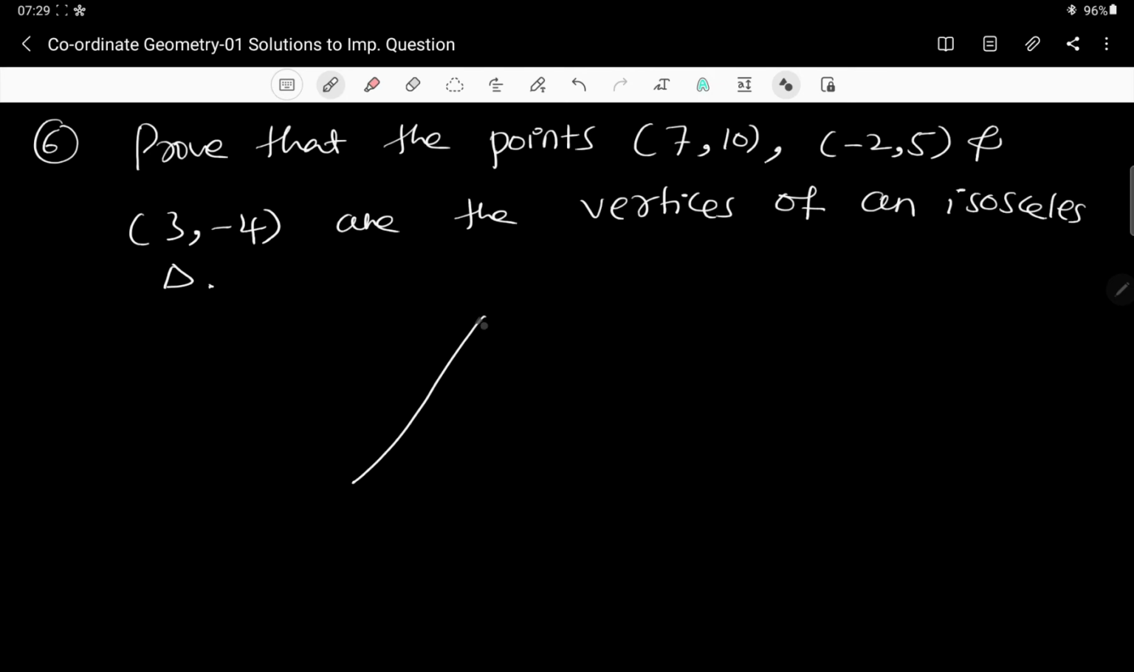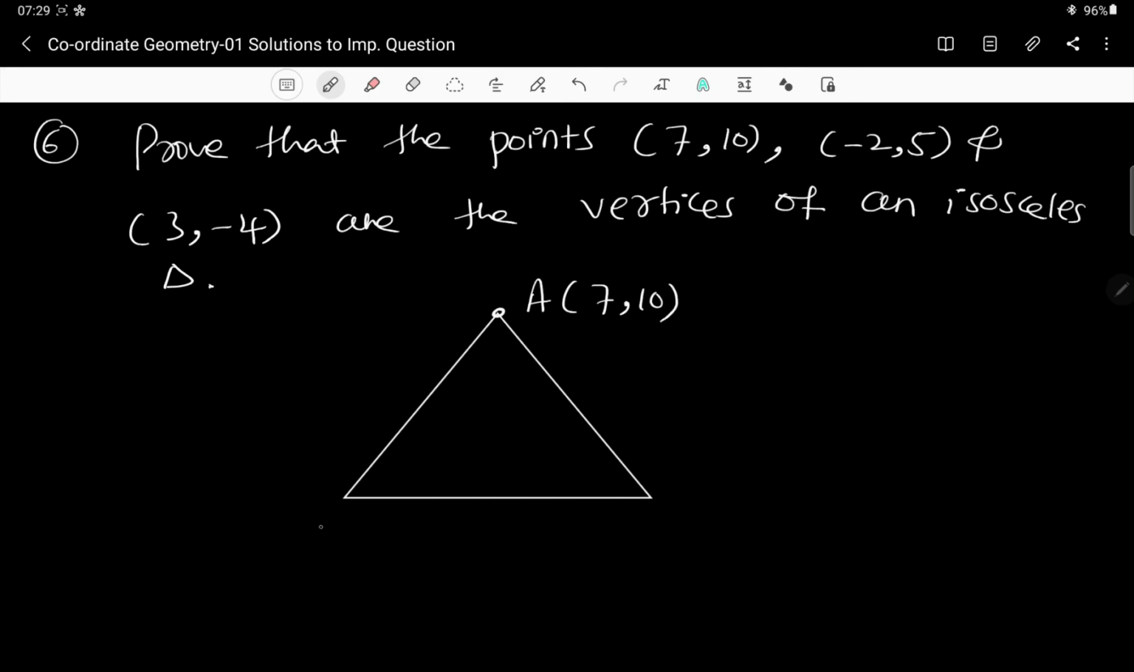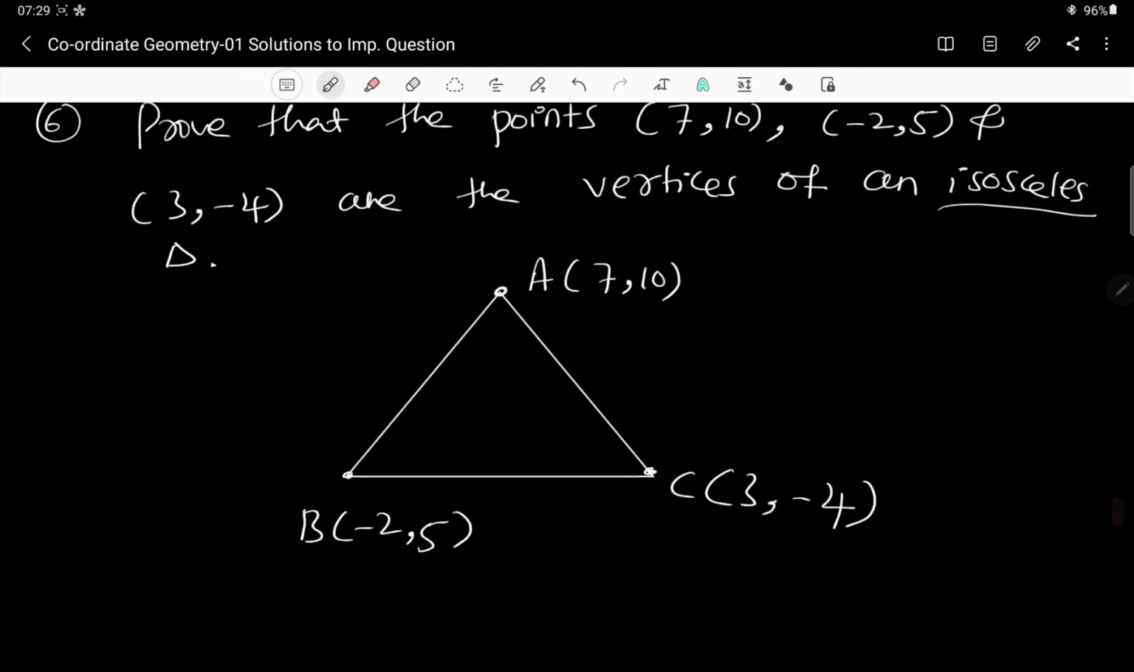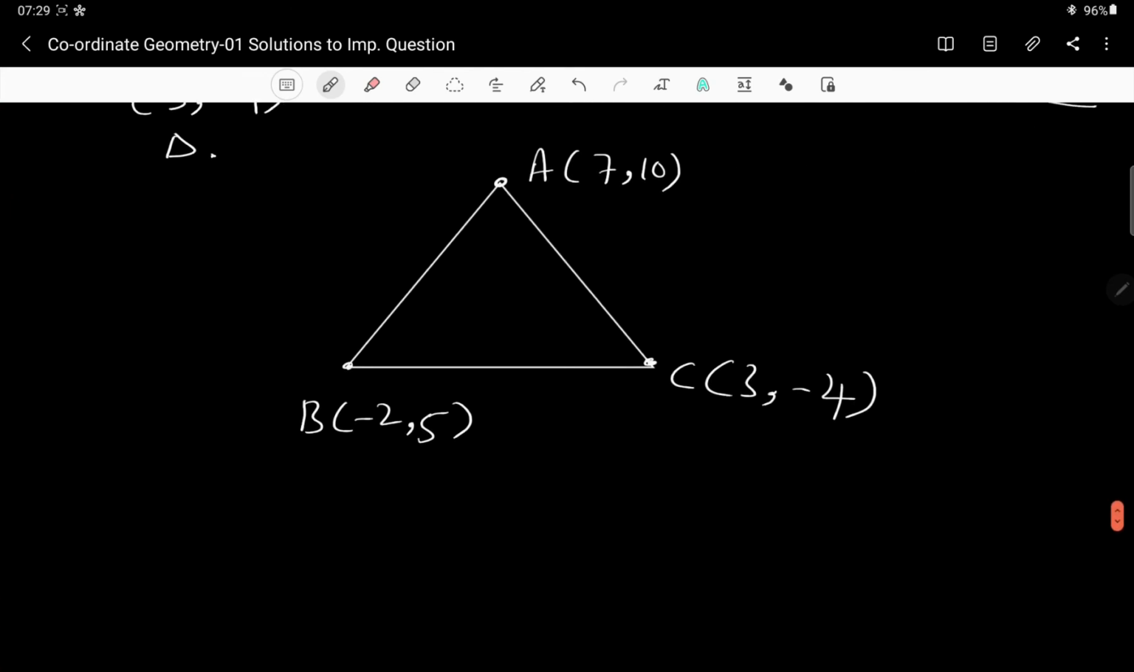There is a triangle given like this. Now this triangle is having these coordinates. All right, different coordinates are there. A, you can call it as 7 comma 10, and next is B, which is minus 2 comma 5, and this is C, which is 3 comma minus 4. Isosceles triangle means any two sides should be equal, no? First of all, let us try to find out this AB.